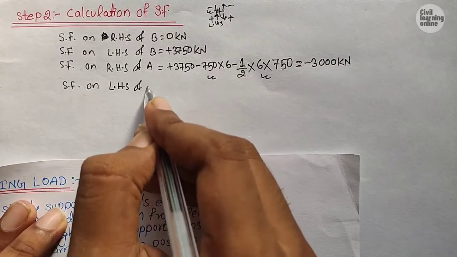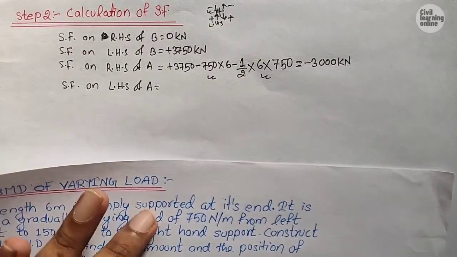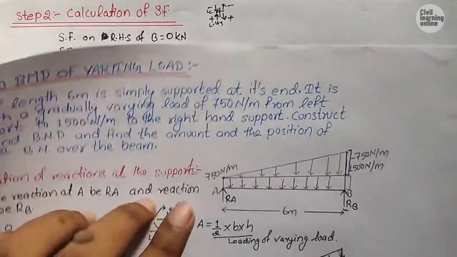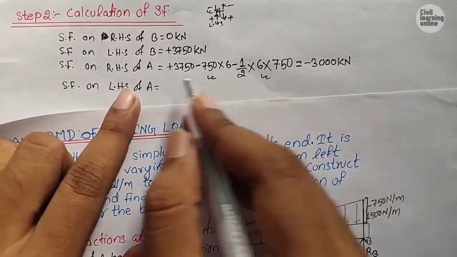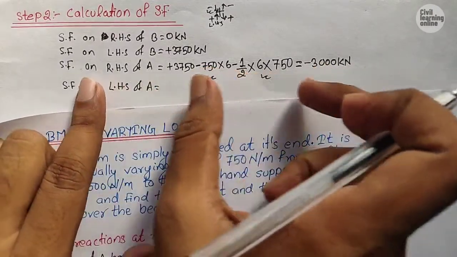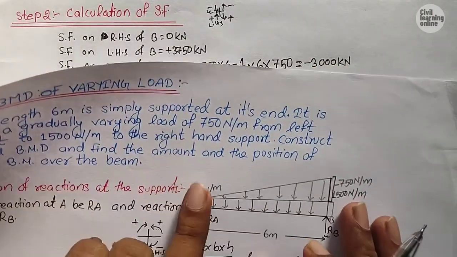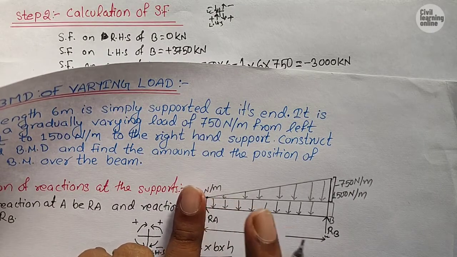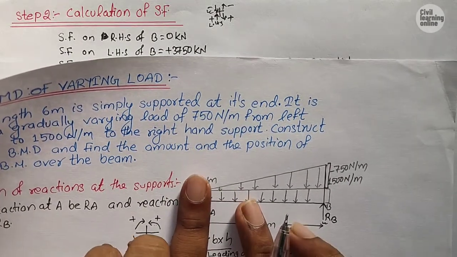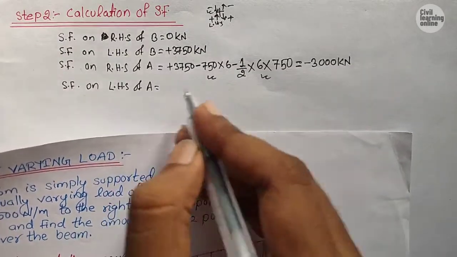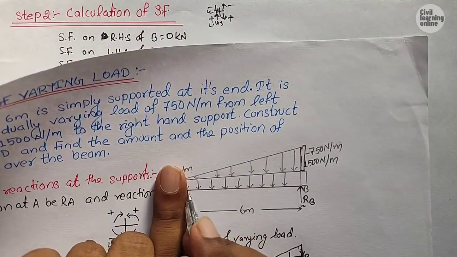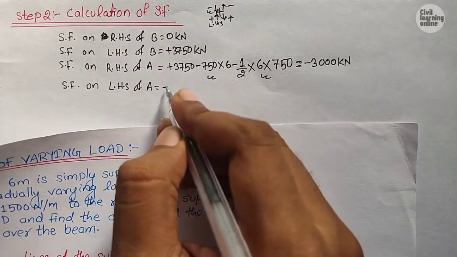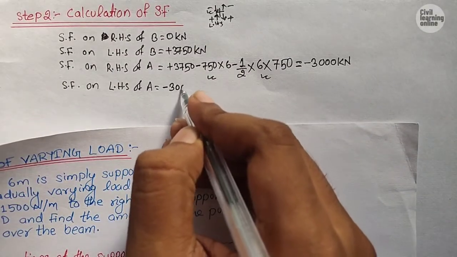Now let us calculate the shear force on LHS of A, and for calculating the shear force on LHS of A, we have to consider the shear force which is up to the RHS of A, because while calculating the shear force on RHS of A, what we have done, we have covered this support A. So up to here the shear force is minus 3000 kilonewton, so it will also be considered here.